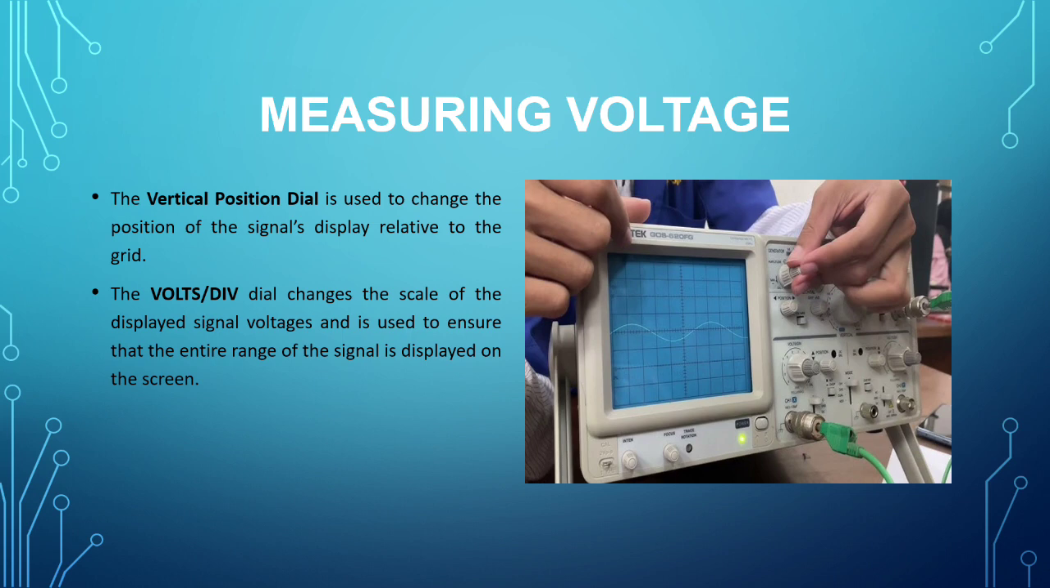Here's how we measure the voltage. The vertical position dial is used to change the position of the signal's display relative to the grid. The volts per division dial changes the scale of the displayed signal voltages and is used to ensure that the entire range of the signal is displayed on the screen.